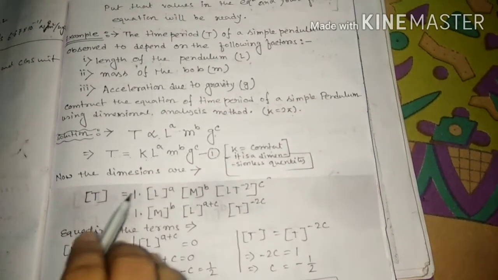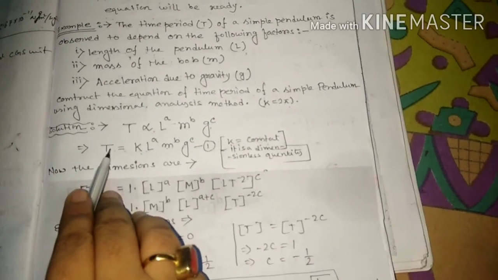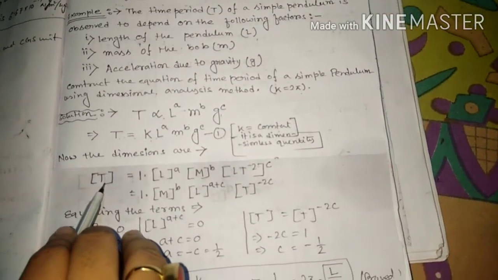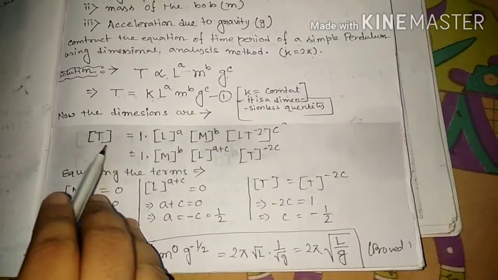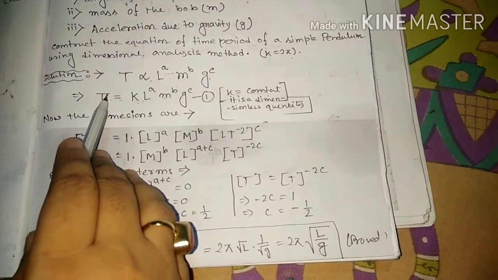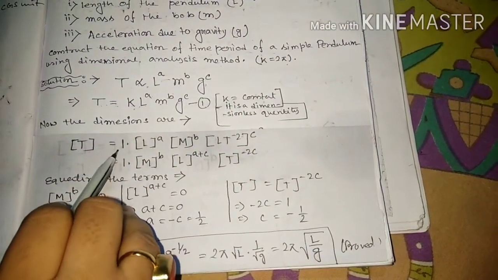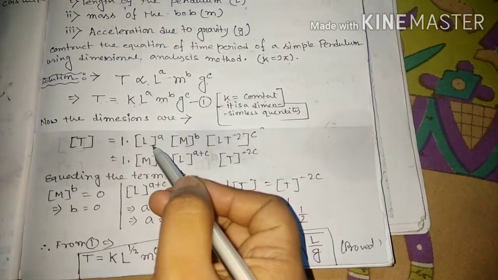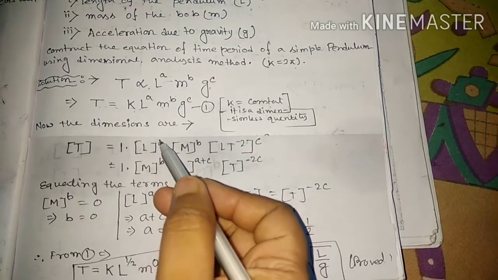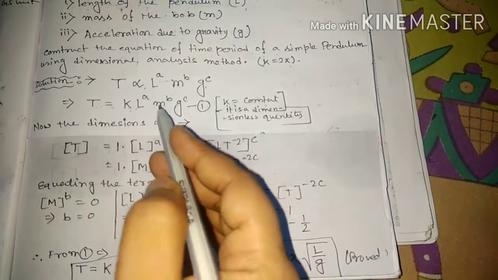Now we put the dimensions of these quantities. T equals time period. The time period dimension is T, and we always write the dimension within a third bracket. So within brackets, time period T equals k, a dimensionless quantity, so its value is 1. L is a length, so its dimension is also L. Within the bracket, L to the power a. M is the mass, M to the power b, capital M to the power b, not the small m.